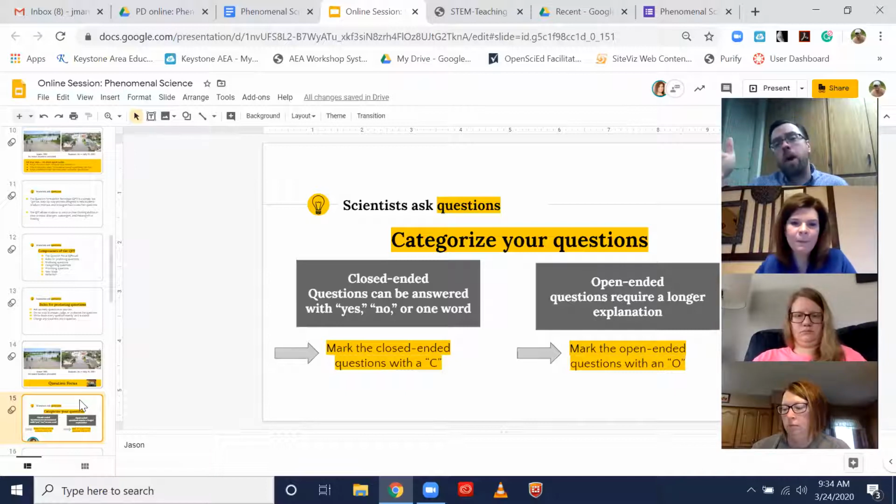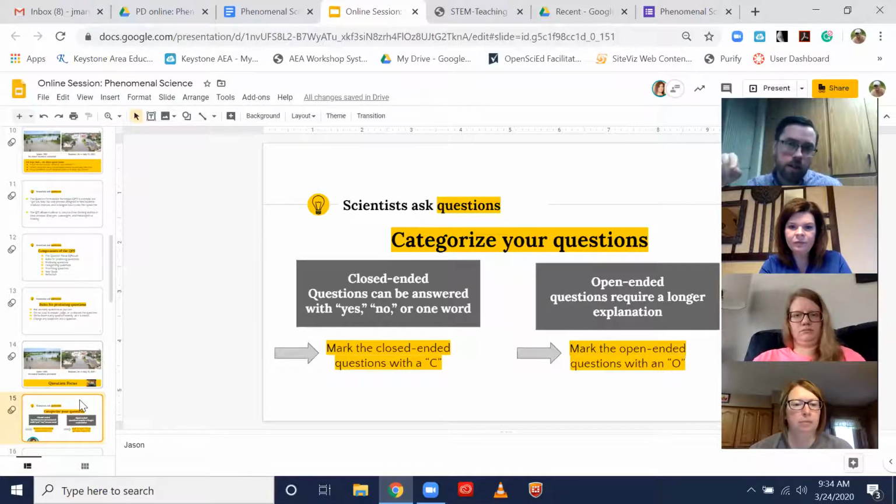I would shy away from saying that one type of question is better than the other. They both have their own purposes, right? So sometimes closed-ended questions are really important because they help us to drive to a particular fact or something that's going to be important to expand on. And open-ended questions, of course, let us explore a little bit more.